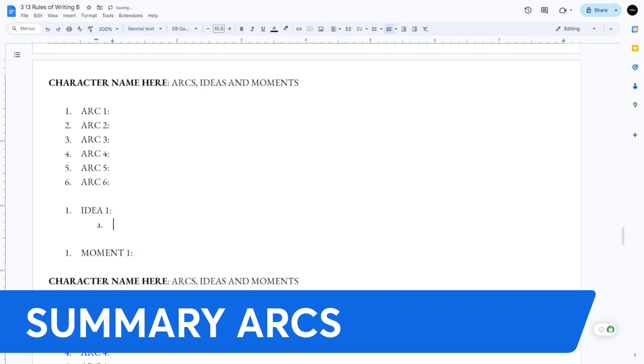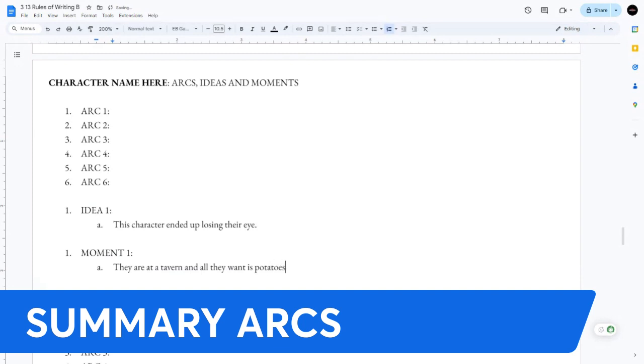All this is like an idea if I'm like, oh, it'd be cool if this character ended up losing their eye. Oh, that's interesting, right? And then a moment might be like, they are at a tavern. This is epic fantasy, maybe. They're at a tavern, and all they want is potatoes, and there are never any potatoes wherever they go. All right, so that actually sounds more like an idea. So what I would do is, actually, no, they are at a tavern. That's the moment. And all he wants is potatoes. There are no potatoes.